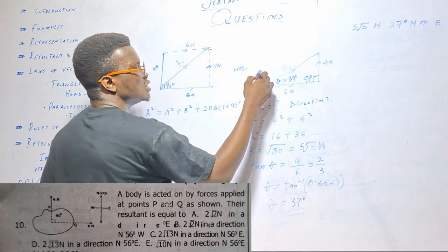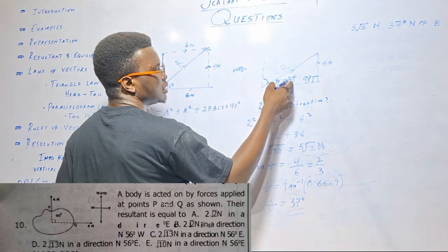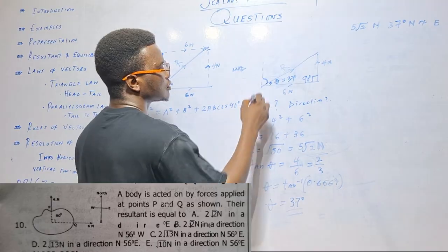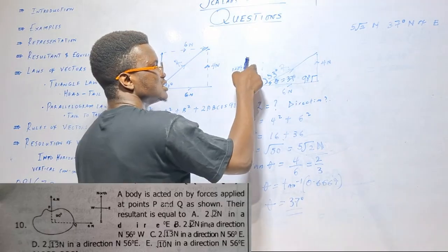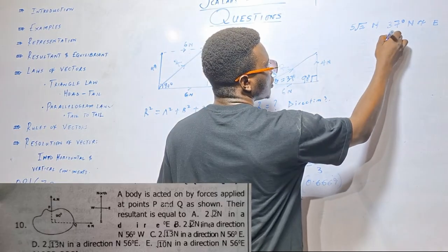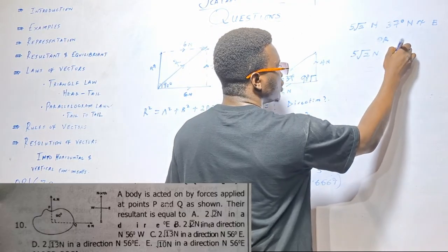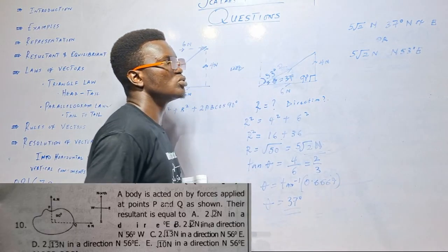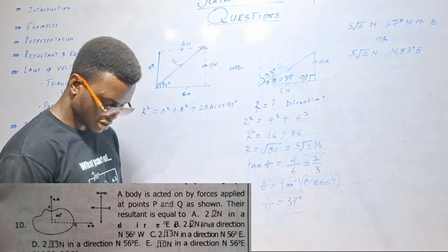But if I want to use the other side, then this total here is 90. So if I say 90 minus 37, that is 53. So let me say this is 53 degrees. So I can say this is 5 root 2 Newton north 53 degrees east. So these are the two ways in which your answers can be represented. So you have to be very, very careful.